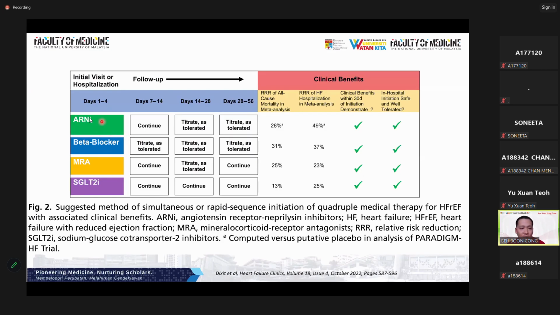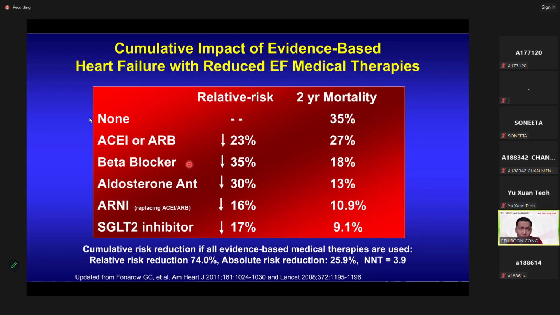So if you look at all the four, SGLT2 is the one that there's no need to titrate, only one dose and forever. So why is it important to start the four pillars? ACE, ARB, and ARNI are classified under one pillar. Beta blocker is one pillar, MRA is one pillar, and SGLT2 is one pillar. If you start all the four pillars, the number needed to treat is only four.